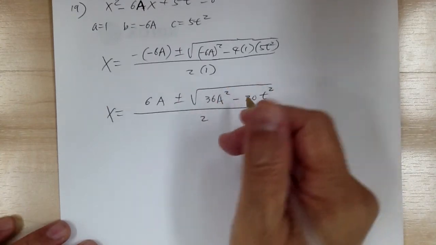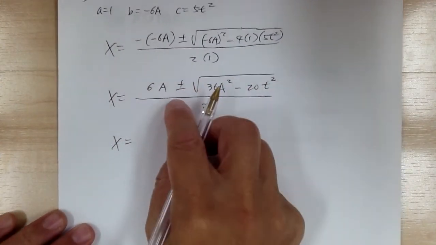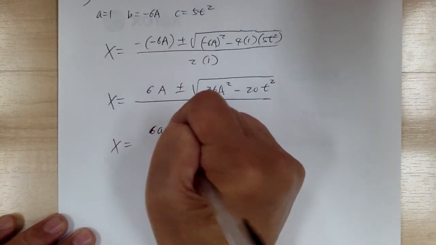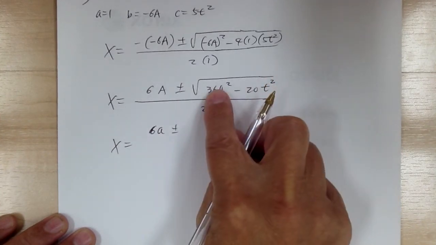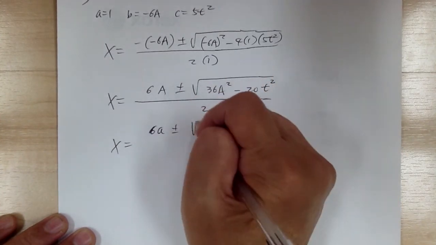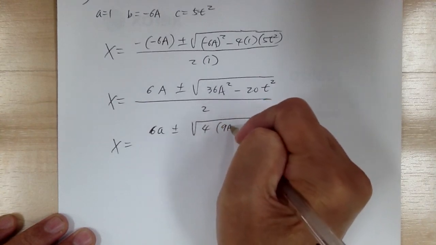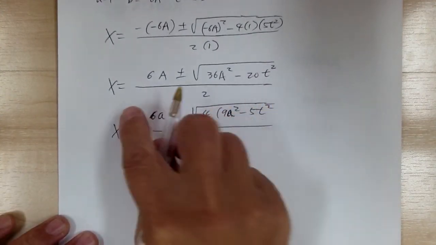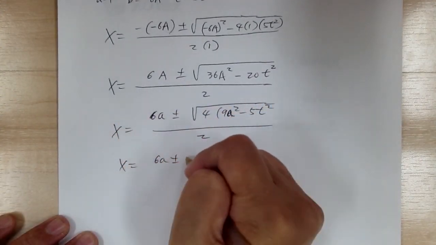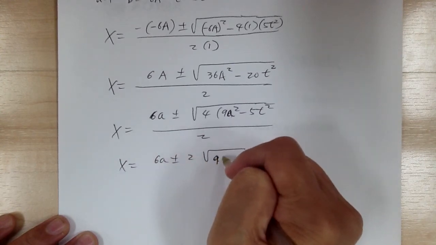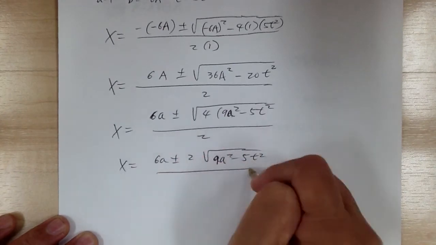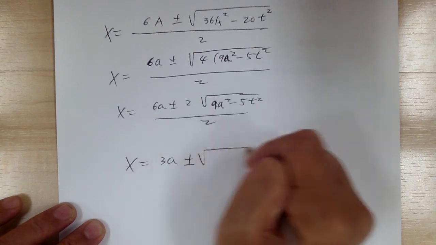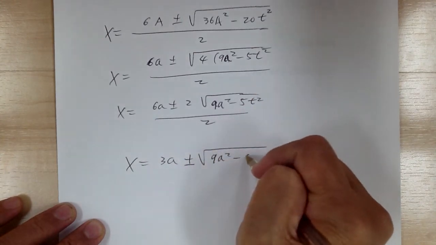over 2. Now I'm going to switch this back into small a, because I don't use the capital A anymore, so I can switch back to the regular small a. And over here I'm going to factor out the 4. And the square root of 4 becomes 2, and then I can reduce everything by 2, so x will equal to 3a plus or minus square root of 9a squared minus 5t squared.